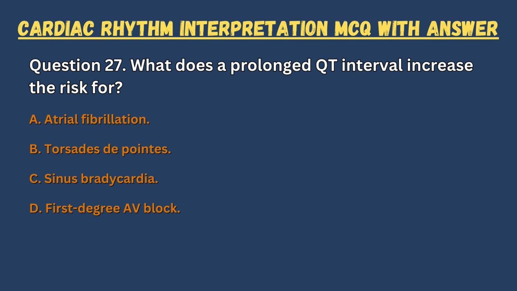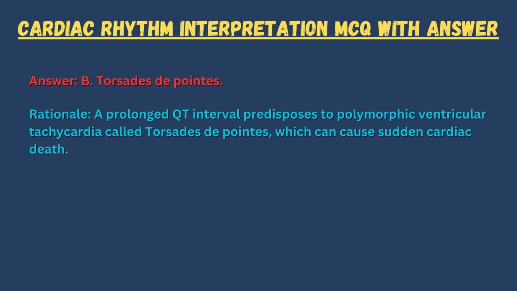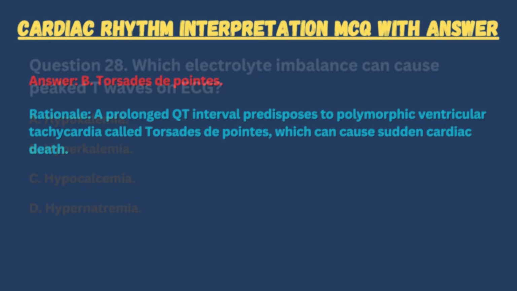Question 27. What does a prolonged QT interval increase the risk for? A. Atrial fibrillation. B. Torsades de pointes. C. Sinus bradycardia. D. First-degree AV block. Answer: B. Torsades de pointes. Rationale: a prolonged QT interval predisposes to polymorphic ventricular tachycardia called torsades de pointes, which can cause sudden cardiac death.